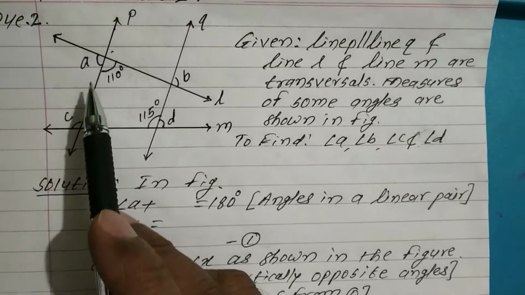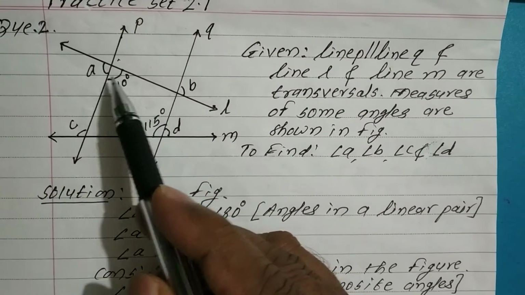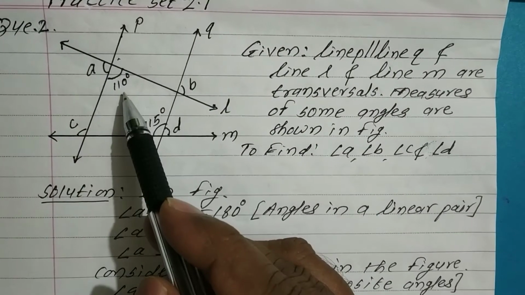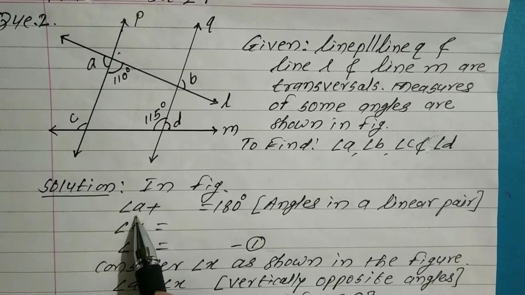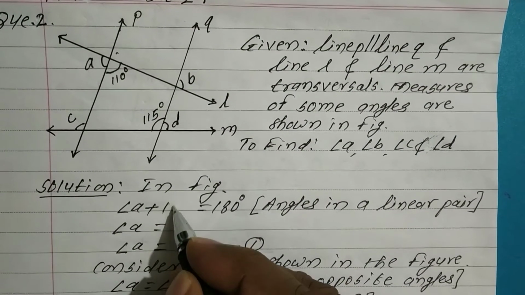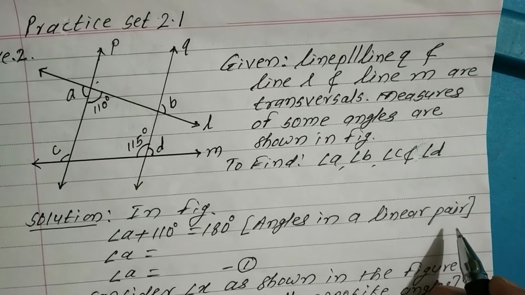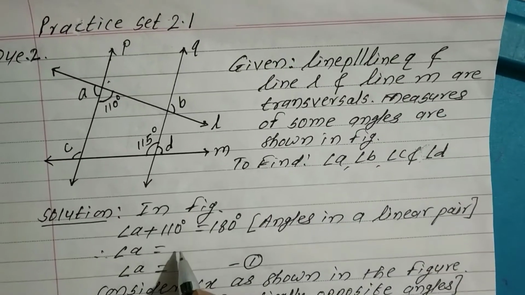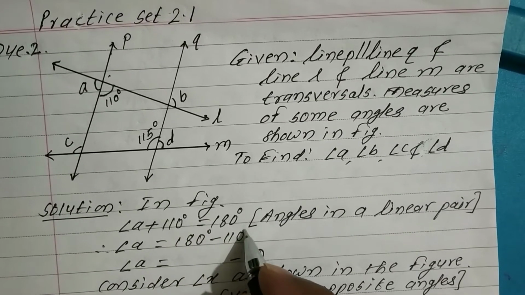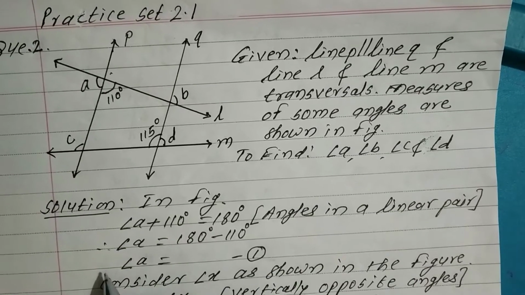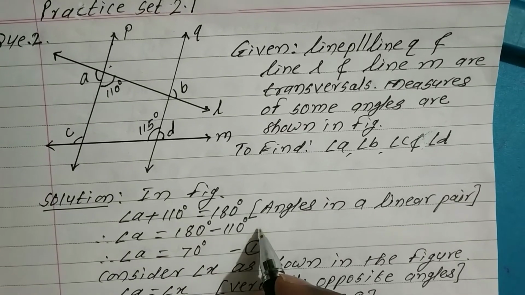Solution. In the figure, here angle A and this angle 110 degree are the linear pair angles. Hence you write from the figure, angle A plus 110 degree is equal to 180 degree, angles in linear pair. Therefore angle A is equal to 180 degree minus 110 degree. Therefore angle A is equal to 70 degree. 180 minus 110, 70 degree.